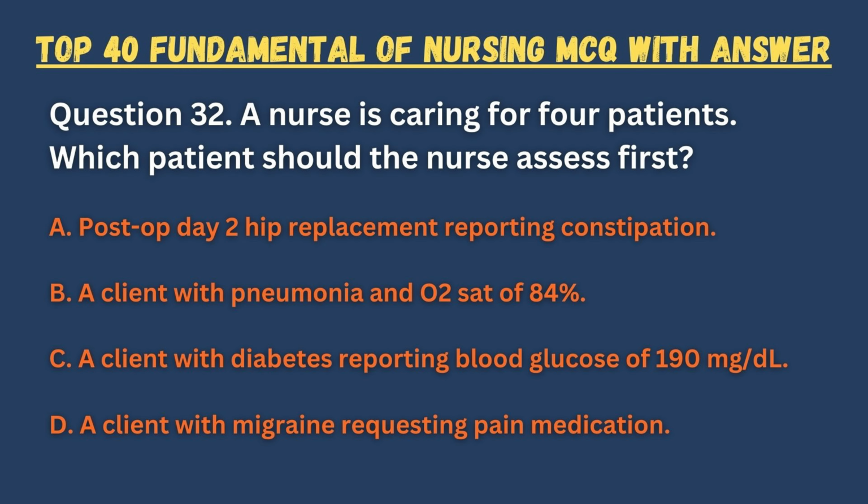Question 32. A nurse is caring for 4 patients. Which patient should the nurse assess first? A. Post-op day 2 hip replacement reporting constipation. B. A client with pneumonia and O2 sat of 84%. C. A client with diabetes reporting blood glucose of 190 milligrams per deciliter. D. A client with migraine requesting pain medication.